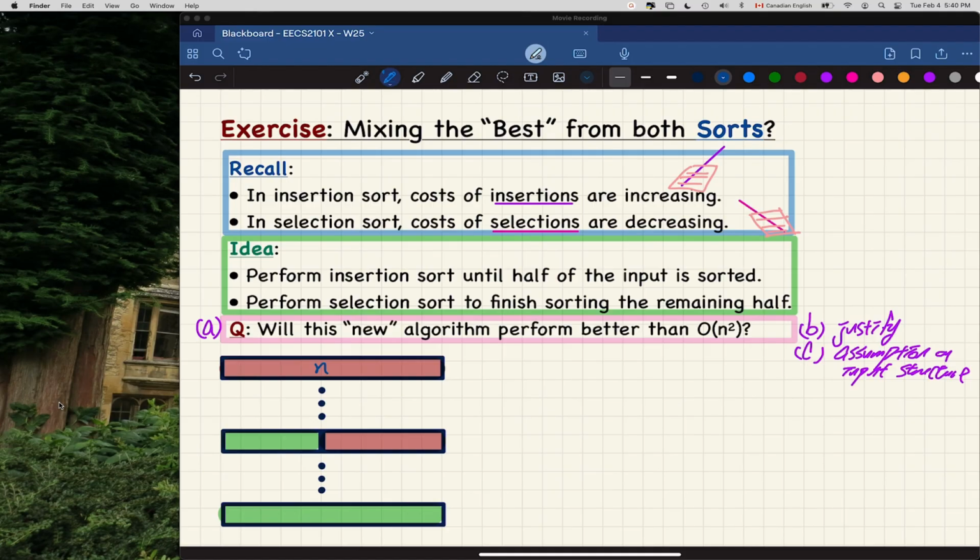And then we want to go from 0 sorted elements all the way to half sorted elements, right? For this part, we're going to do insertions, about n divided by 2 insertions. And then eventually we want to grow the sorted area from n divided by 2 all the way to n, the other half. For that part, we want to do selections.